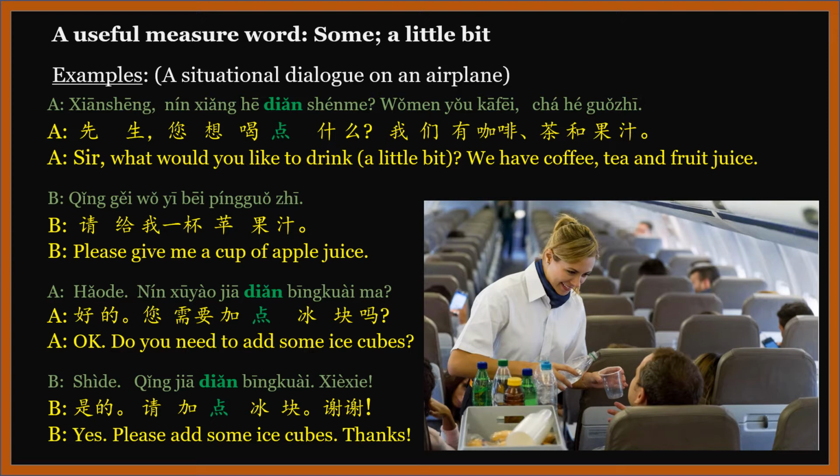Next sentence. 请给我一杯苹果汁。请 please. 给 to give. 我 me. 一 one, 杯 cup. 苹果 apple. 汁 juice. 请给我一杯苹果汁。Please give me a cup of apple juice.